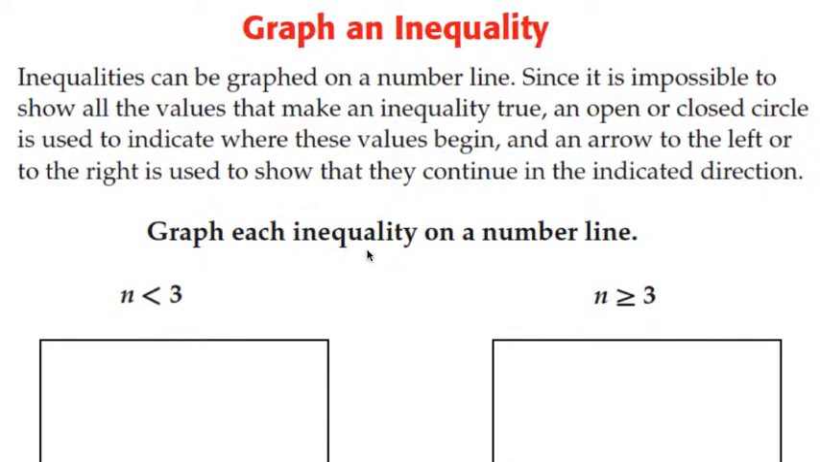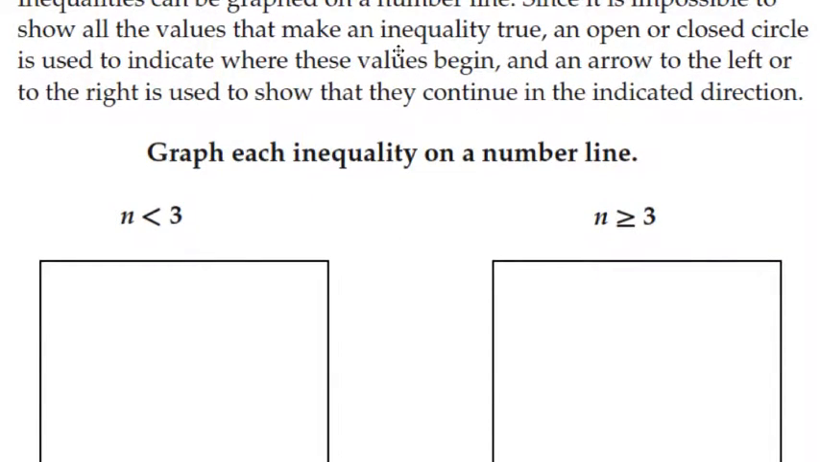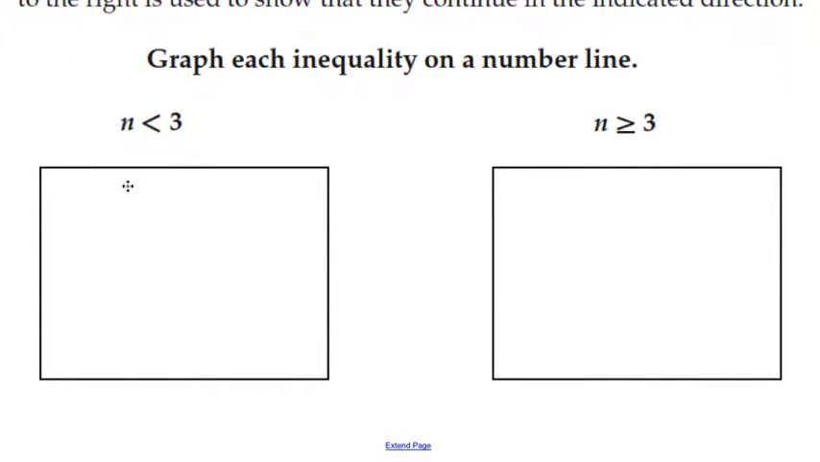How do we graph inequalities? Well, the way we graph them is by using a number line. We can't show all the values, so we use open and closed circles. An open or closed circle is used to indicate where the values begin, and an arrow to the left or right shows that they continue in that direction. So let's take a look. Whenever we have either a greater than or a less than symbol, that's going to be an open dot. If it has the equal to with it, it will be a closed dot.